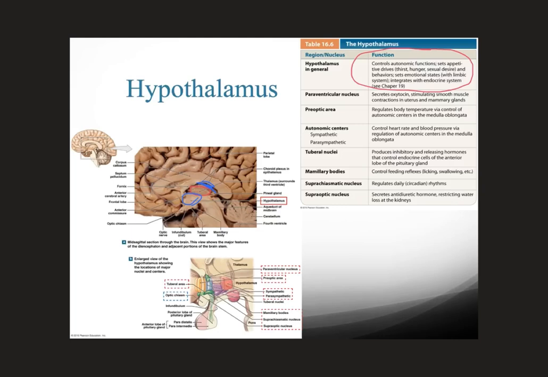A few structures that we want to know about: the first one is your infundibulum, right over here, which basically connects the hypothalamus to your pituitary gland. And your pituitary gland is important for lots of different hormonal secretions too. There's also a structure called the mammillary body right over here, and this mammillary body is located on the posterior wall of the hypothalamus.